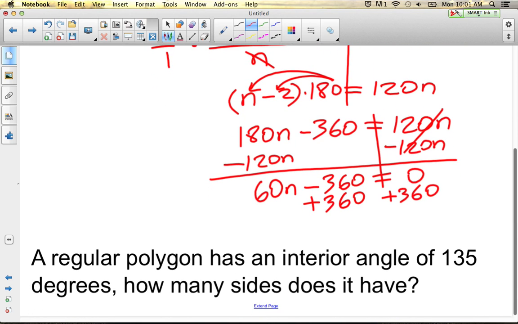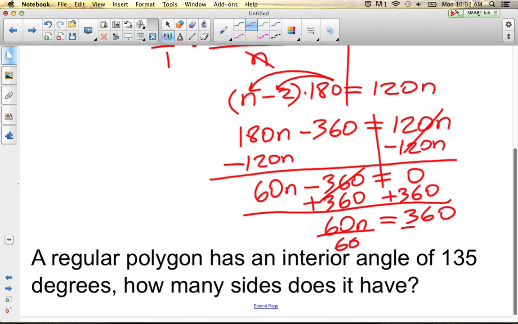Looks like you can already see your next problem. So 60n is equal to 360. Divide both sides by 60. And we get n is equal to, let's divide out those 10s, 36 divided by 6 is equal to 6. So that means n is equal to 6, and if n stands for the number of sides, that means you must have had what type of polygon? 6 sides is a hexagon.